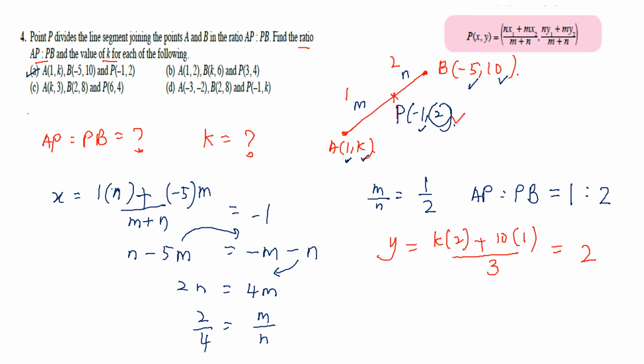So we simplify this, we'll get 2K plus 10 equals to 3 times 2, which is 6. So 2K will be 6 minus 10, negative 4. Then K will be negative 4 divided by 2, which is negative 2.